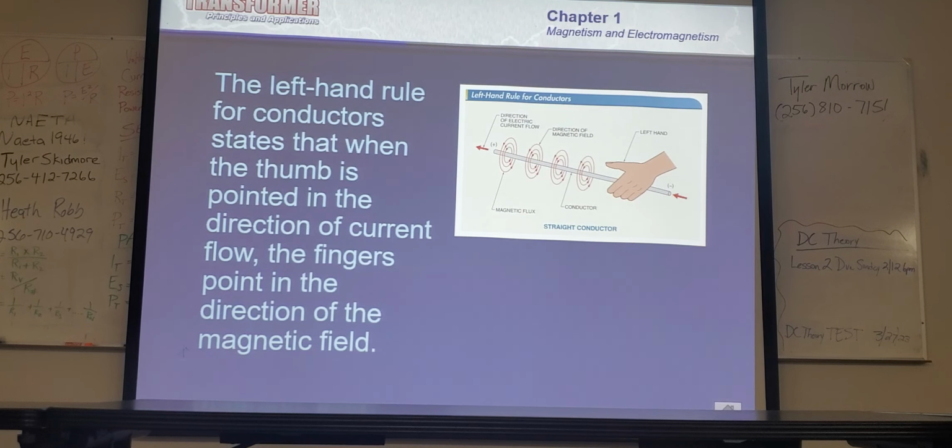The left-hand rule for conductors can be used to determine the direction of the magnetic flux around a conductor. When a conductor is wrapped with the left hand with the thumb in the direction of current flow, the fingers point in the direction of the magnetic field. The direction of current is from negative to positive, and can be determined by the polarity of the source.